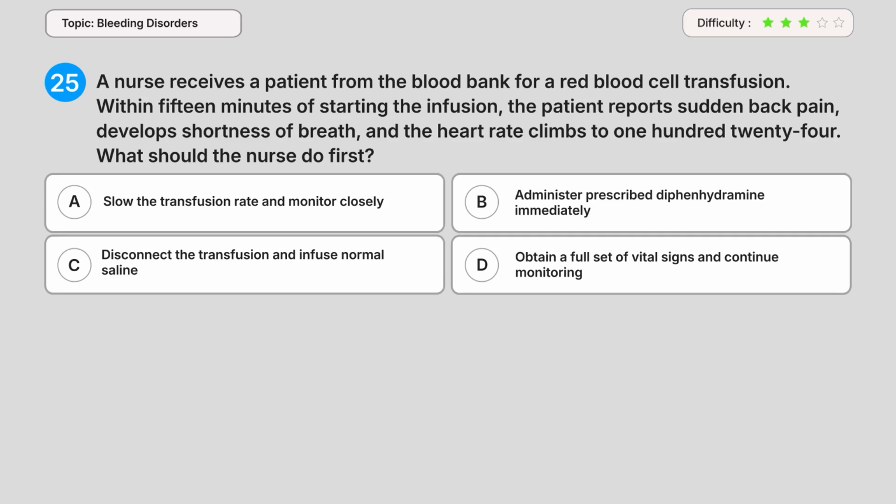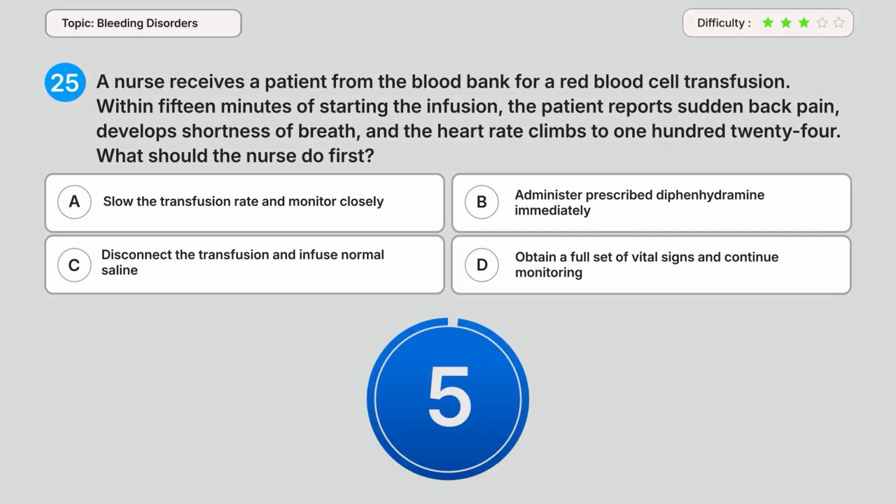A. Slow the transfusion rate and monitor closely. B. Administer prescribed diphenhydramine immediately. C. Disconnect the transfusion and infuse normal saline. D. Obtain a full set of vital signs and continue monitoring. Can you guess the answer?